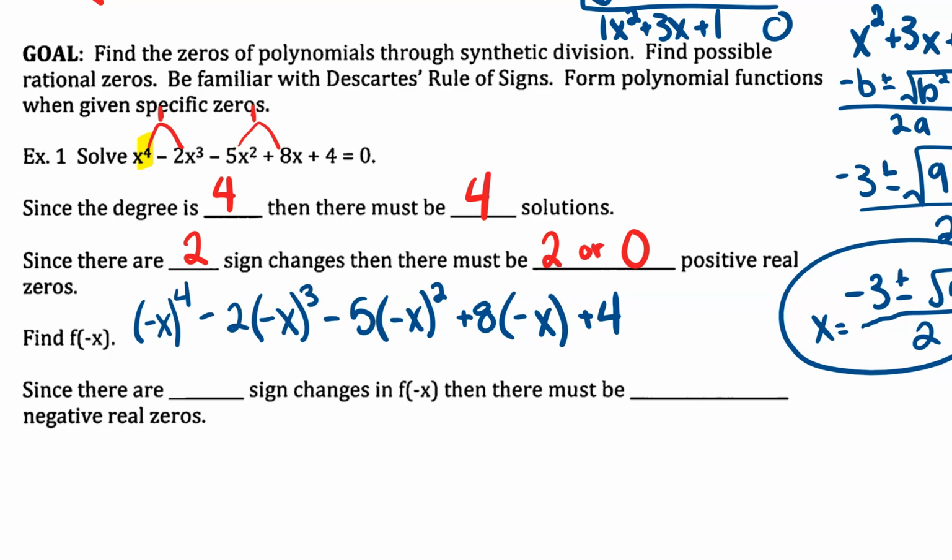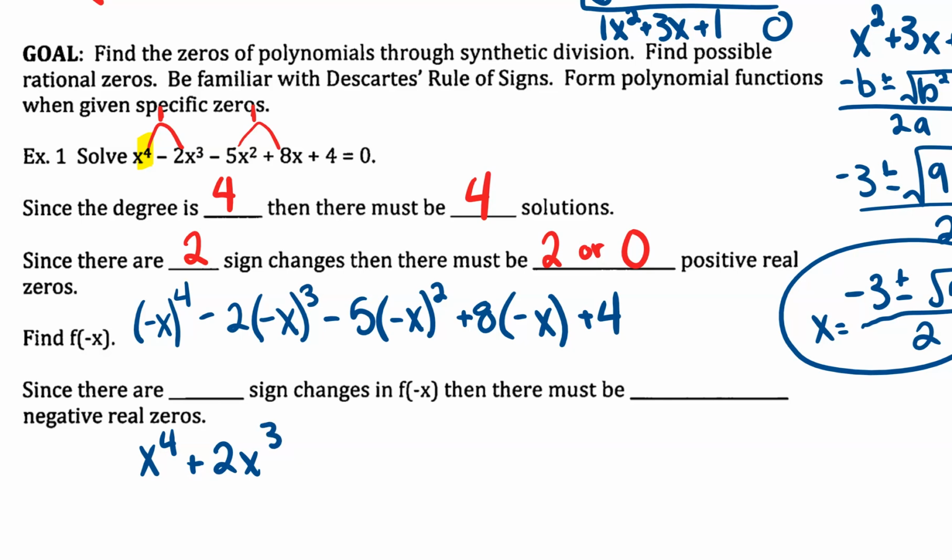Negative x to the 4th power would be a negative times a negative times a negative times a negative, an even amount of times, which is going to become positive. So that's just going to be positive x to the 4th. I'm going to write this down here, actually, so I have more room. So this will be positive x to the 4th. Then this one, a negative to an odd power stays negative. So this will be negative, but there was also a negative in front, so negative x to the 3rd times negative 2 is going to be positive 2x to the 3rd.